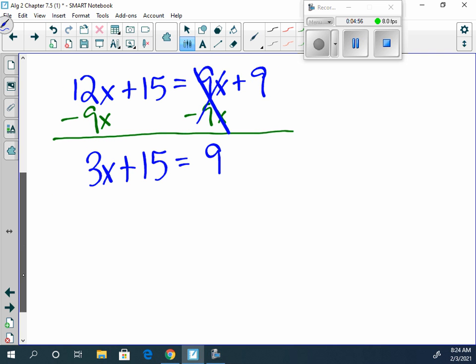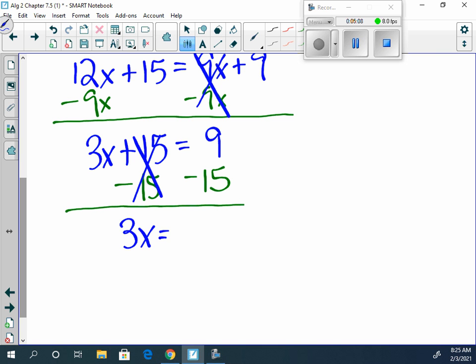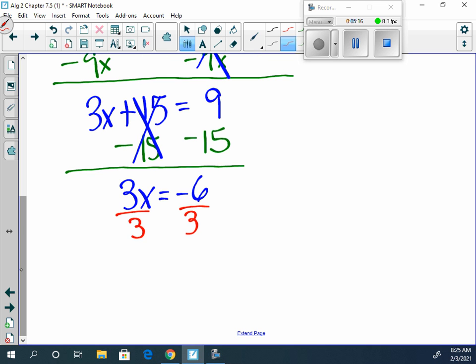okay? Yes, then we would subtract the 15 because, again, we want to get x by itself. 15 minus 15 would be 0, leaving us with 3x is equal to, divide both by 3. And so it tells us x is equal to -2.